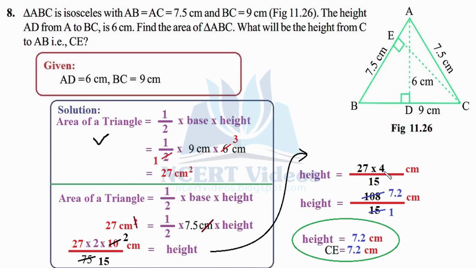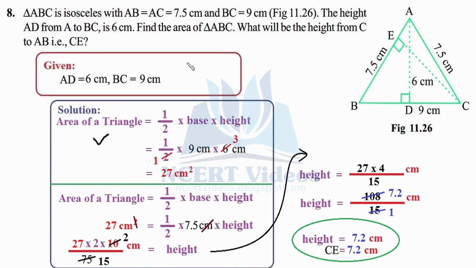Now let's multiply it first of all. 7 4s are 28, 2 carry, 4 2s are 8, plus 2 is 10, that is 108. Now let's divide it by 15 straight away. 1 15 is 15. Now 15 7s are 105. 3 is the remainder, but we are only left with 3, so we will put a decimal, and now we can write 0 with 3, that becomes 30. So 15 2s are 30, and you get the height as 7.2 centimeter. Since height is CE, therefore we are writing it as CE equals 7.2 centimeter.